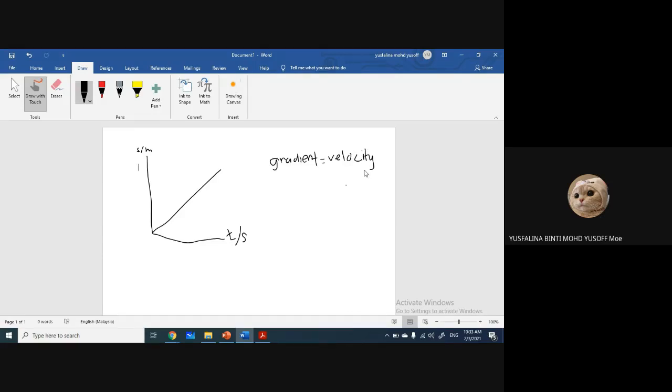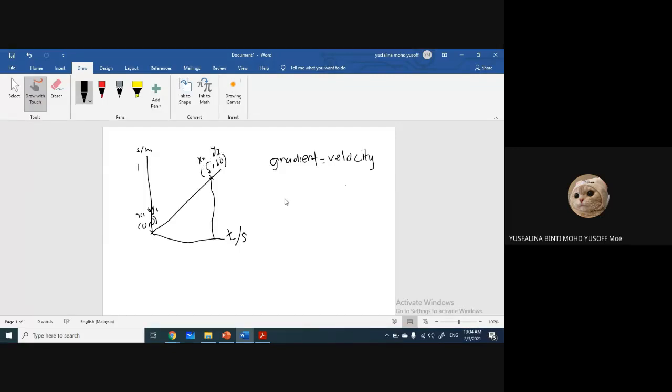For the graph, you have to draw a triangle first. So let's say this is the graph, and then you draw a triangle. You take two points here. Let's say this one is (0, 0) and this one is (5, 10). Then you put x1, y1 here and x2, y2 here.